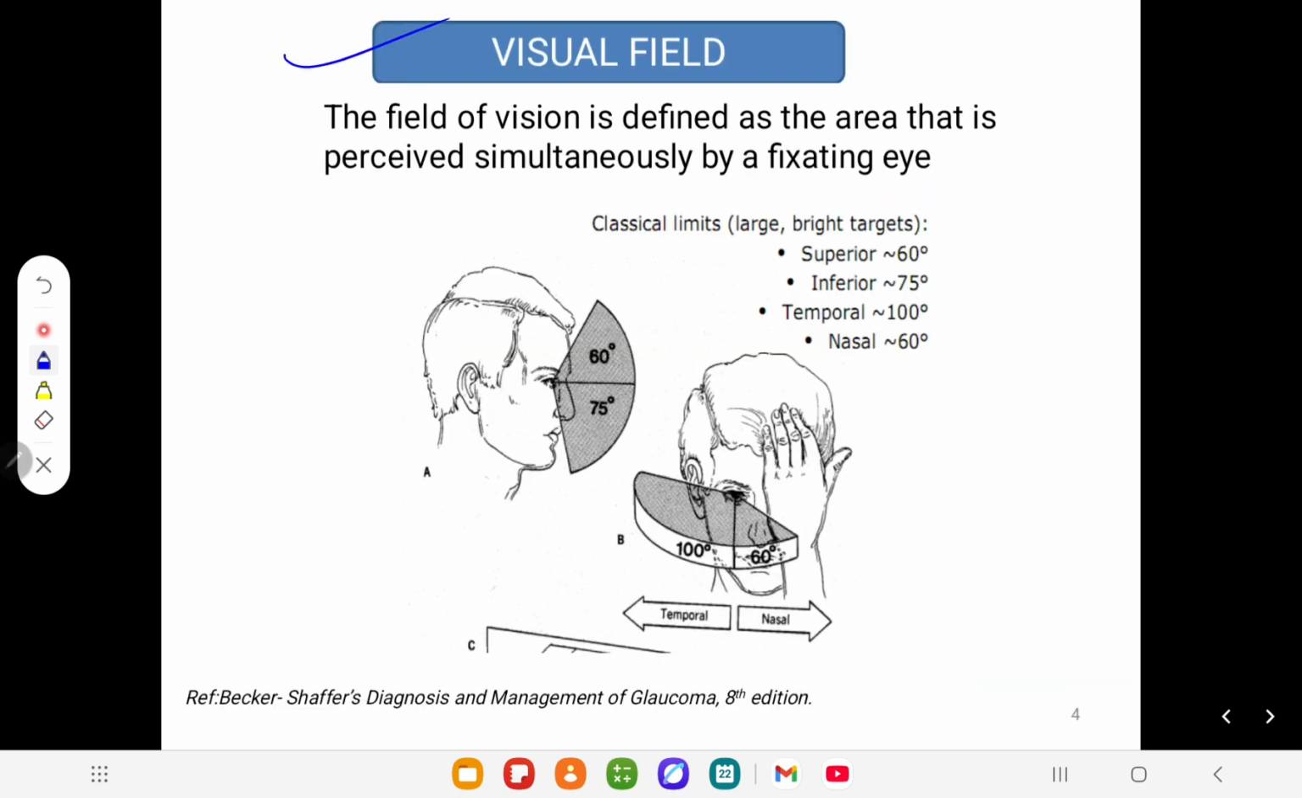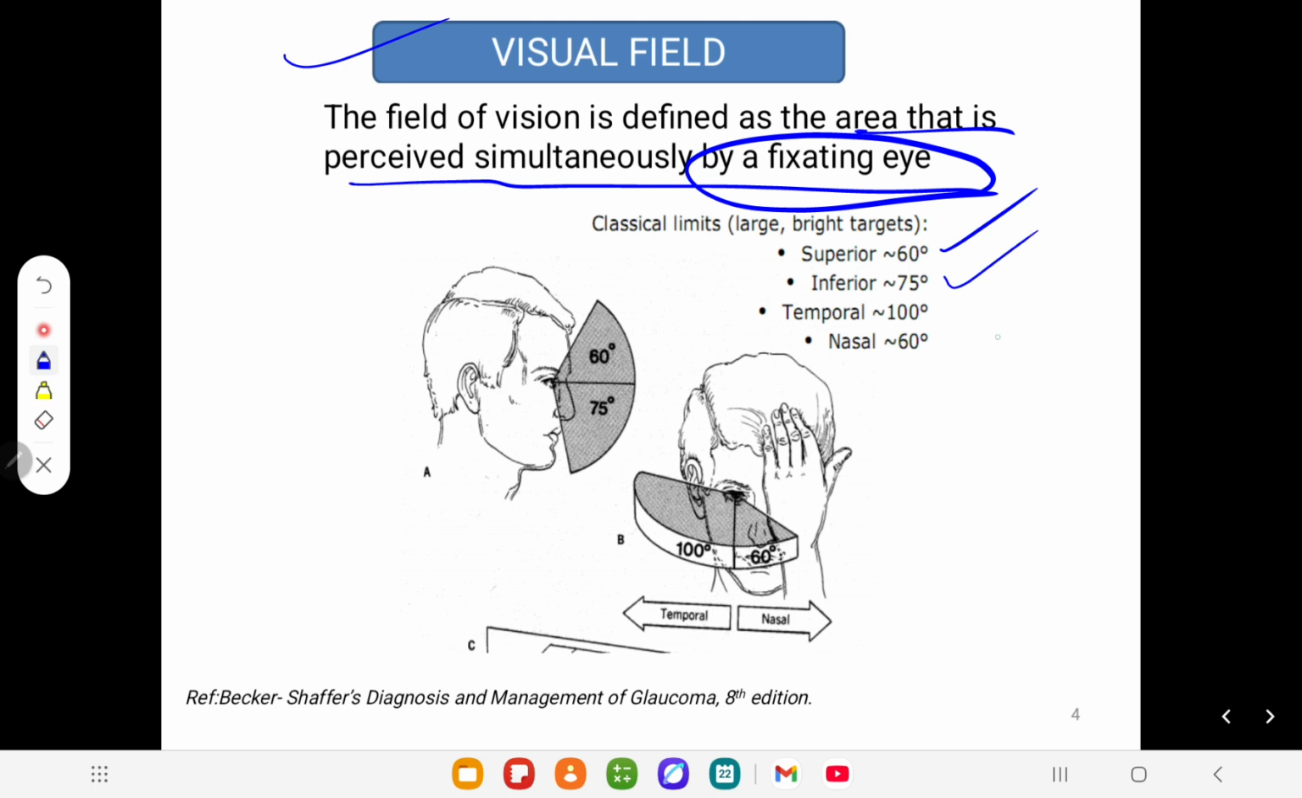So let's talk about the visual field, but I'll definitely go into it very deeply in our next videos. The visual field is defined as the area that the eye perceives simultaneously while fixating. It's not about the eye moving. It's about fixating the eye on something and how much area in the visual field you can cover simultaneously. That's what's called the visual field. Normally superior is 60 degrees, inferior is 75 degrees, temporally the highest at 100 degrees, and nasal is 60 degrees. It depends on how high your cheekbone is, how deeply set your eyes are, your nose size, and a lot of other things that matter.